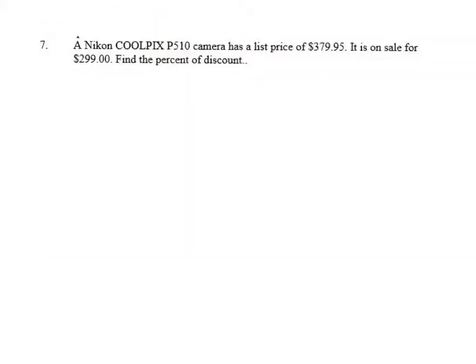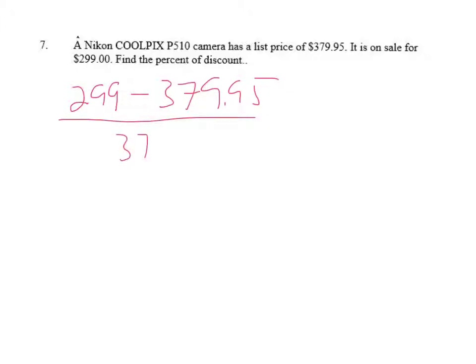So to find percent of change or percent of discount, the new price is $2.99. The old price is $379.95 divided by the old price of $379.95. And I'm going to multiply that by 100 to make it a percentage. When I did this, I got 21.3%, and of course it's a discount.